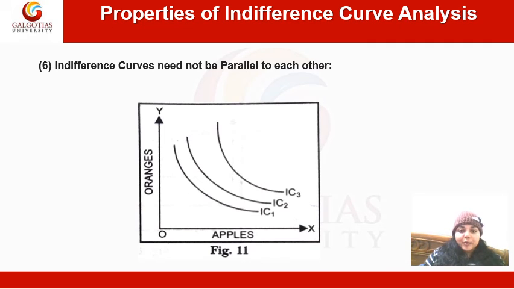This is the last property of the indifference curve: indifference curves need not be parallel to each other. As shown in figure number 11, indifference curves may or may not be parallel to each other. It all depends on the marginal rate of substitution of the two curves shown in the indifference map. If the marginal rate of substitution as indicated by two curves diminishes at the same rate, then these curves will be parallel to each other, otherwise they will not be parallel.